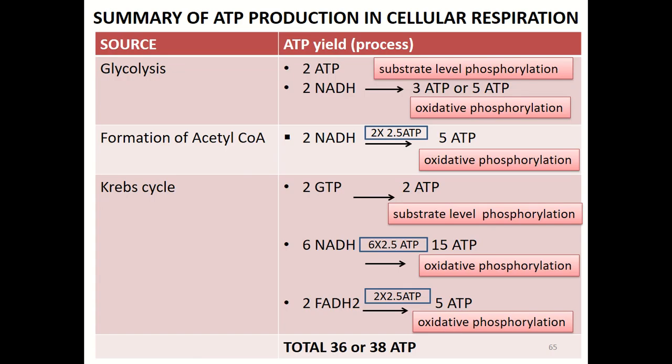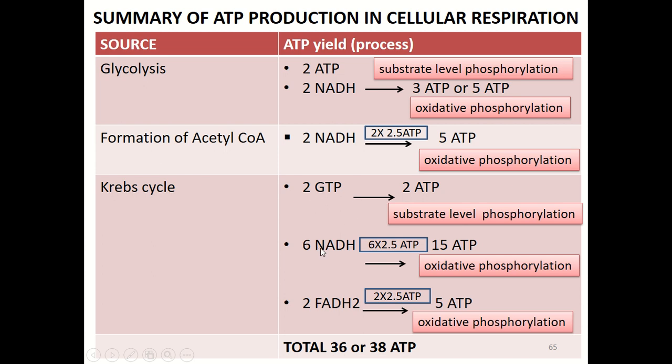So in summary, 36 or 38 ATP is produced through cellular respiration, or aerobic respiration. 2 ATP from glycolysis and 2 ATP from the Krebs cycle, so 4 ATP. The 2 NADH produced from glycolysis will go to oxidative phosphorylation and help make up 3 or 5 ATP. The 2 NADH produced from the formation of acetyl-CoA will go to oxidative phosphorylation, thus helping to produce 5 ATP.